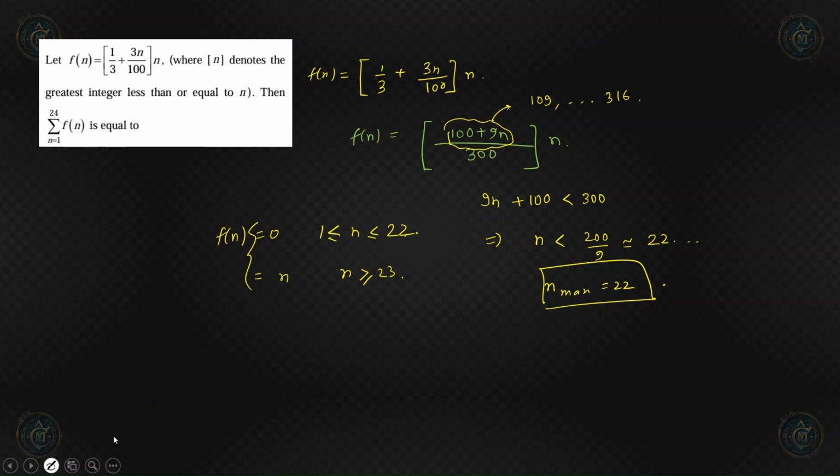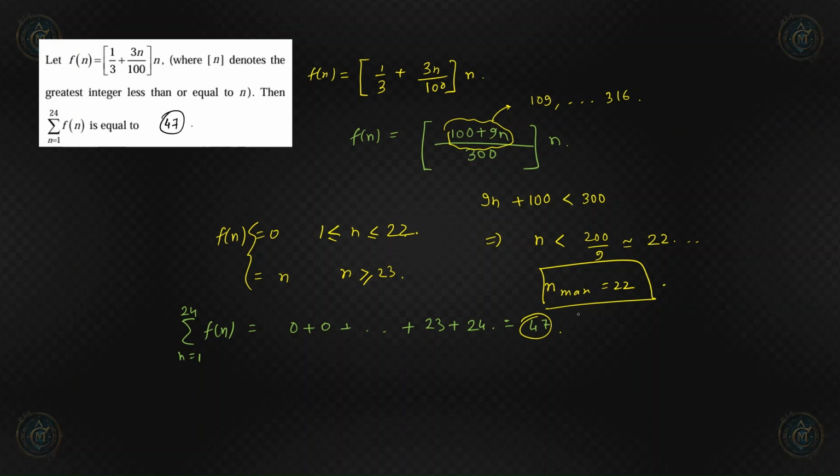So we have to calculate summation f(n) from n equal to 1 to 24. That means this is simply 0 plus 0 plus so on up to, this will be 23 plus 24, right? Because all the other terms are 0 basically. That means this summation becomes simply 47. So what will be our correct answer here? Our correct answer in this case will be 47.